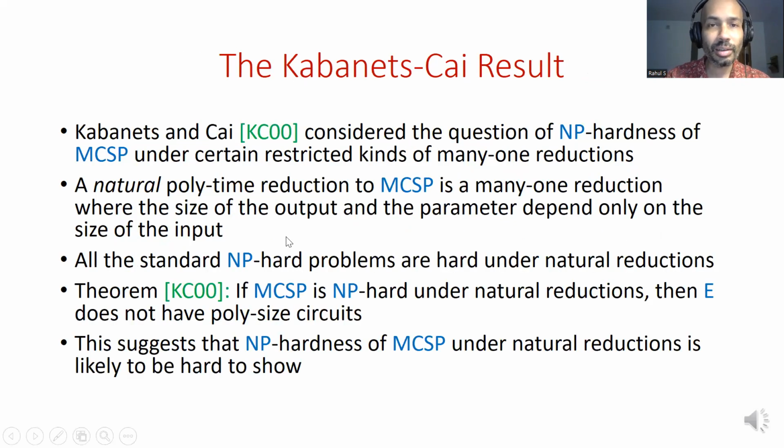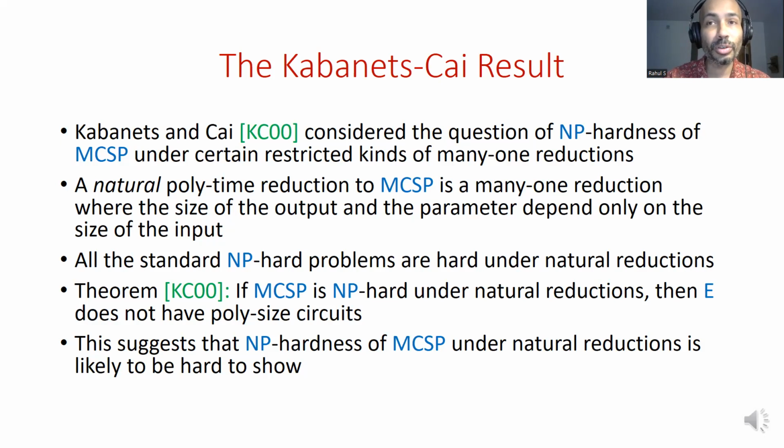And this is something that this paper of Cabanets and Cai that I mentioned earlier talks about. They consider the question of NP-hardness of the circuit size problem under certain restricted kinds of many-one reductions. So in particular, they consider natural polytime reductions to MCSP. A natural reduction is a reduction where the size of the output and the parameter depend only on the size of the input. So the reduction has some input x, and then f of x, there's some kind of y that it maps to and some parameter s. And both the length of y and s depend only on the length of x. And this is the case with standard NP-hardness reductions.